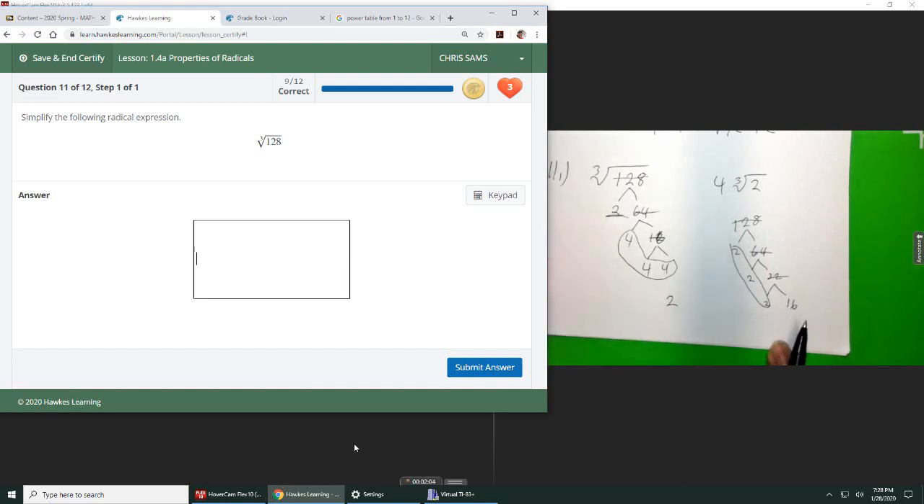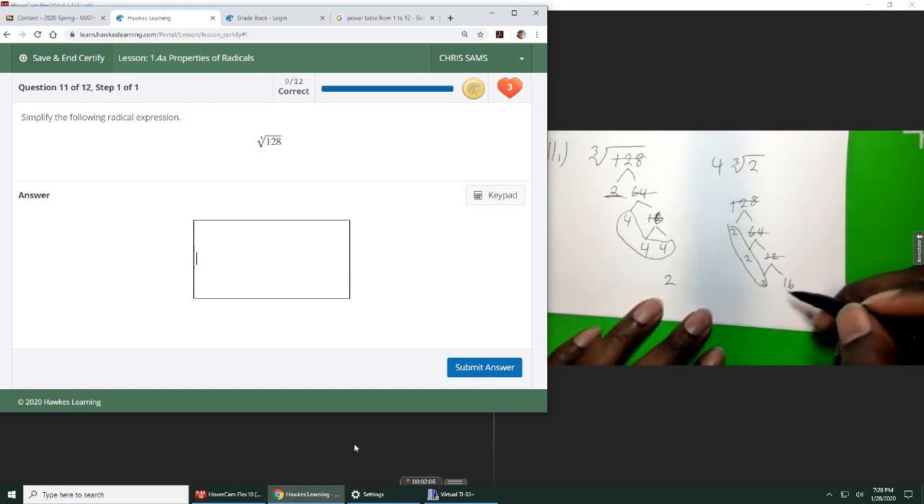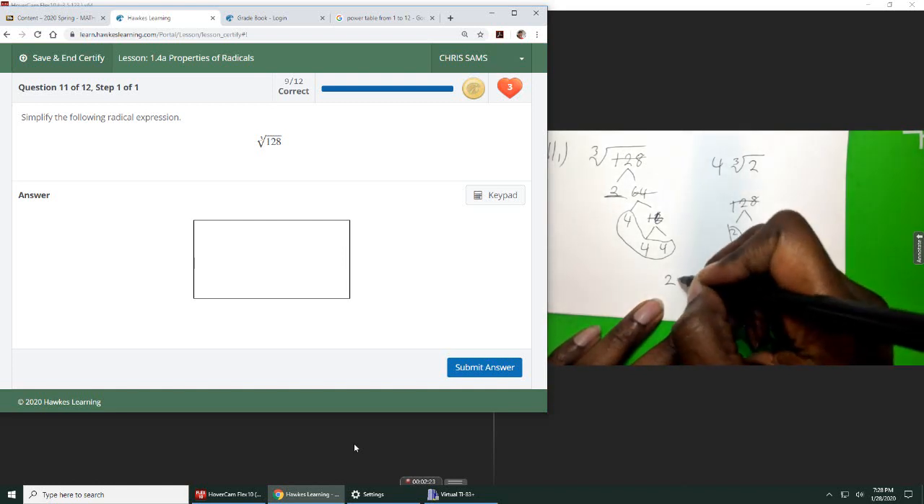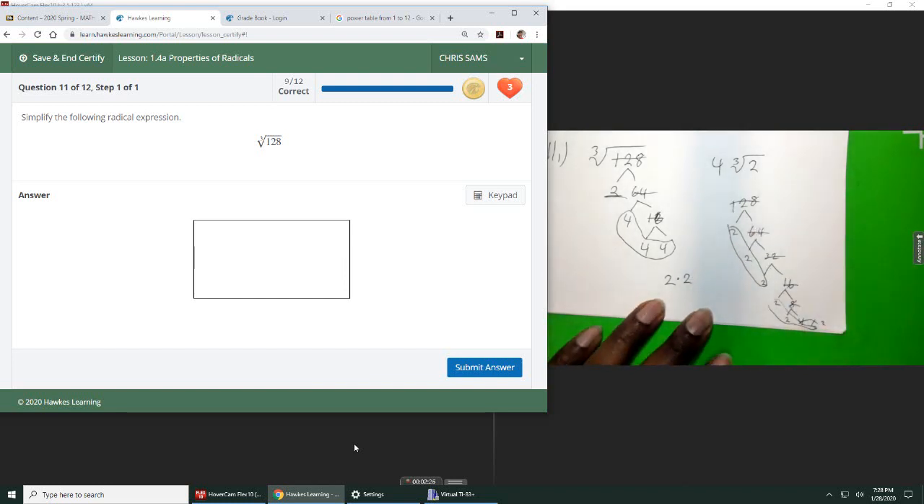But I'm still breaking down 16. 16 I can break down to 2 and 8. Then 8 will break down into 2 and 4. And 4 will break down to be 2 and 2. So look, we got 1, 2, 3 more 2s here. So I get to bring out another 2. If you bring out multiple numbers, you just multiply them together. I had 3 2s here, 3 more 2s here, and I still got this one solo 2 by itself.